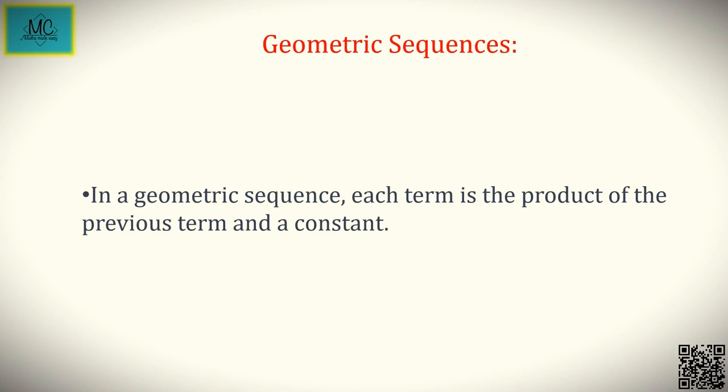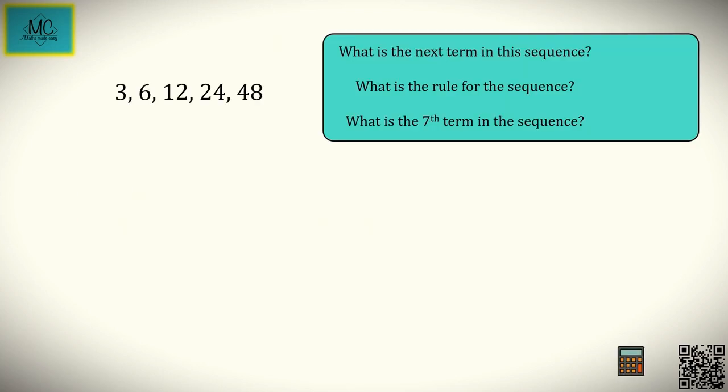So in a geometric sequence, you'll find the product of the previous term and that will remain the constant for all the terms. So let's take the example here. What is the next term in this sequence? Suppose the sequence is given here. What is the rule of the sequence? And what is the seventh term of the sequence? So 3, 6, 12, 24, and 48.